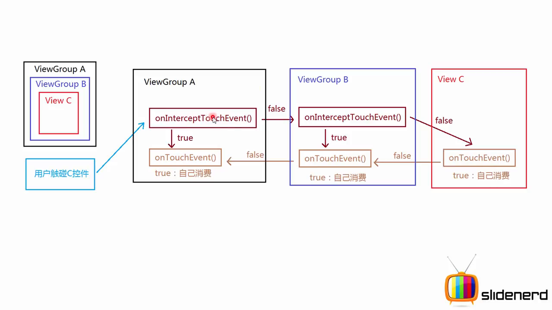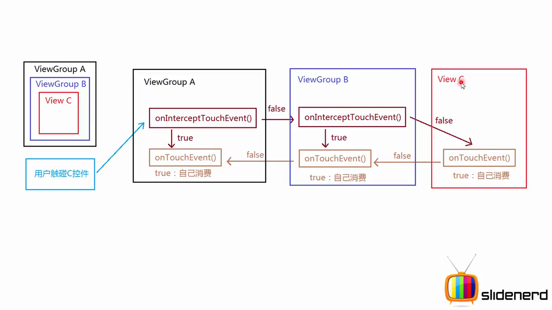But if you return false here, it's going to find all the children for this view group A in the reverse order. Now we have only one child, that is the view group B, which is the direct child. So it's going to jump to the onTouchEvent over here. And again, the same thing applies. You return true, process the touch event for the view group and get out. If you return false, find the children, jump to the children's onTouchEvent.